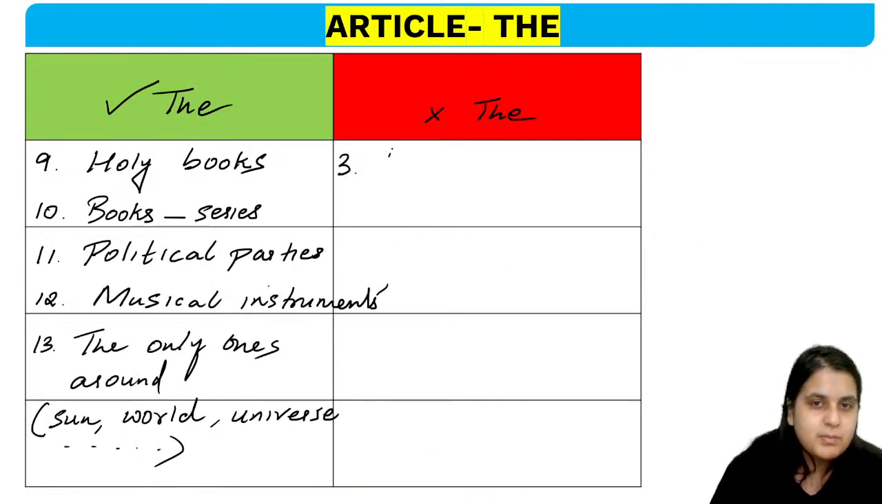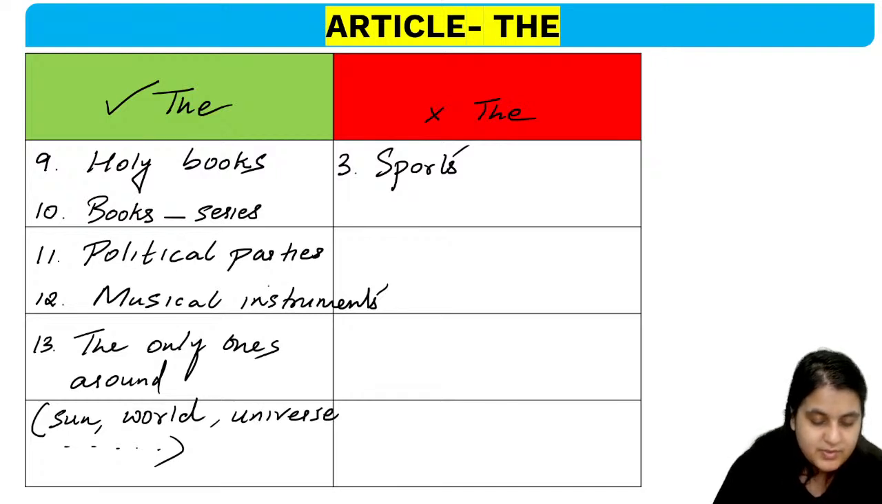We don't use the before sports. You don't say I play the cricket, you say I play cricket. So we don't use the before names of sports. You just say I play cricket, I play football. Okay, we don't use the.